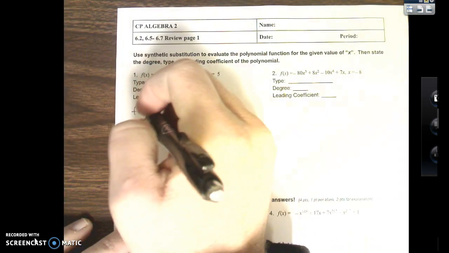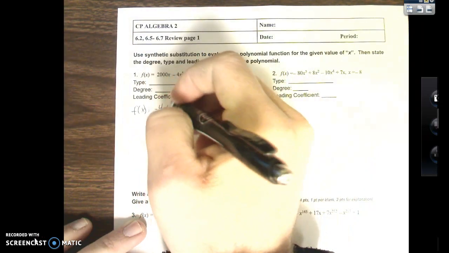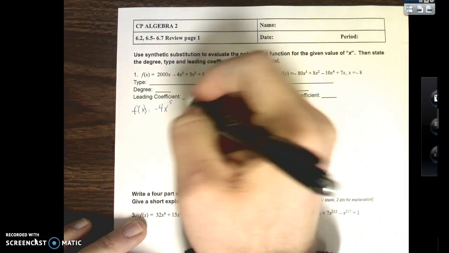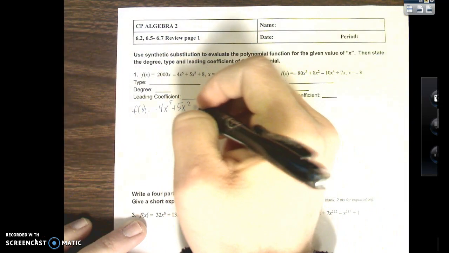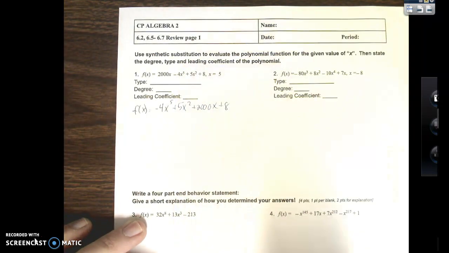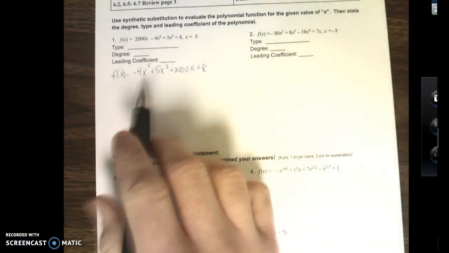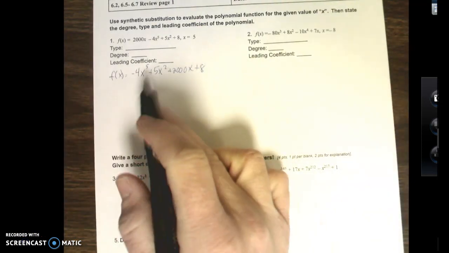So my highest degree here is the x to the fifth. The first thing I'm going to write down is negative 4x to the fifth plus 5x squared plus 2000x plus 8. Now that we have this in standard form, we can label the type. The highest degree is 5, so that is going to be quintic. Our degree is 5. They go together. Our leading coefficient is the number out front. Please include your sign.